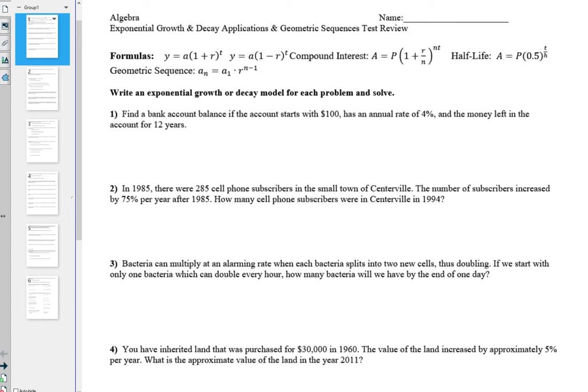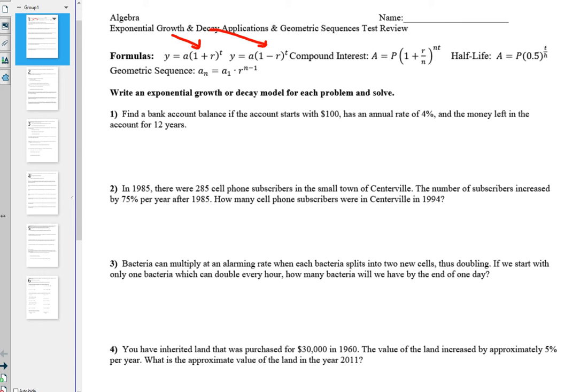What is the second one? A decay. The next one was compound interest. That's already on your notes. After that is half-life, and then finally a geometric sequence. So these first two don't say it, but this one's a growth. The only difference is if you're adding or subtracting the rate of growth or decay.